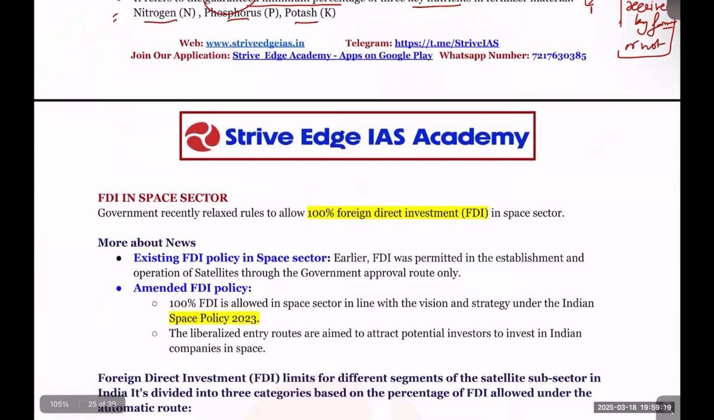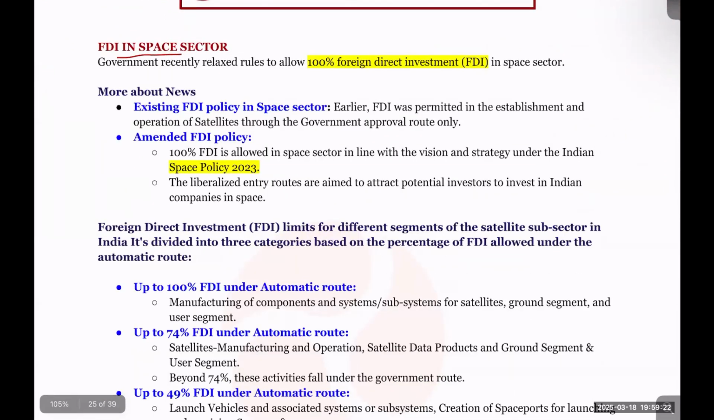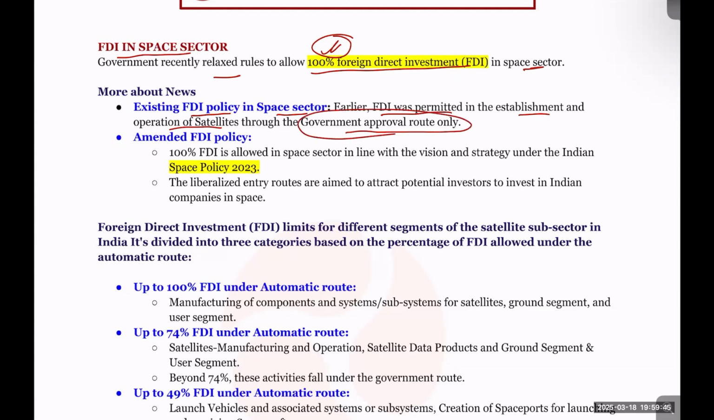Now moving to the next topic, FDI in the space sector. The government has relaxed the rules to allow 100% FDI in the space sector. Now, more about this news. Under the existing FDI policy in the space sector, earlier FDI was permitted in the establishment and operation of satellites through the government approval route only. So FDI was permitted, but you had to take the permission of the government beforehand. Then it amended the policy.